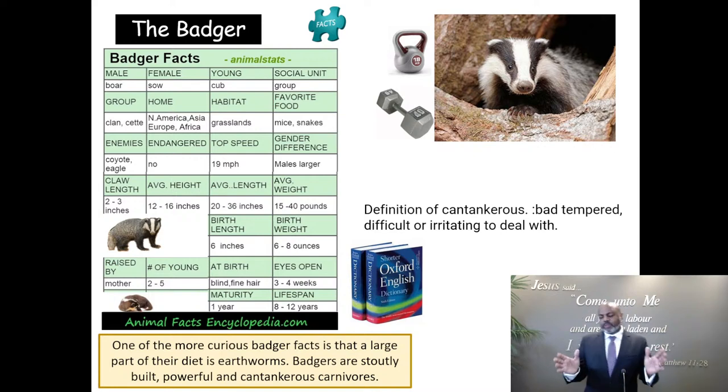Now, I have a little experiment I'd like you to try with your parents. If you want to see your parents squish their face and tilt their head, go, huh? Here's what you say. The word cantankerous means bad-tempered. So I want you to go to one of your parents and say, I will not be cantankerous today. I will not be difficult. And let me know the response you get from your parents.